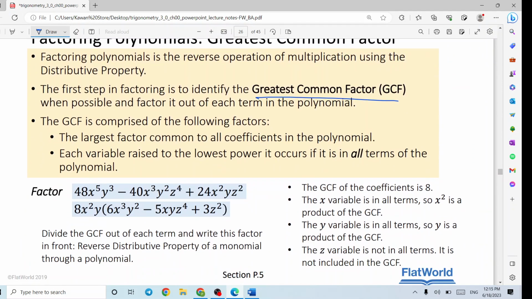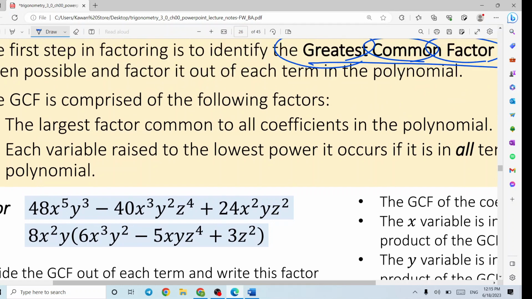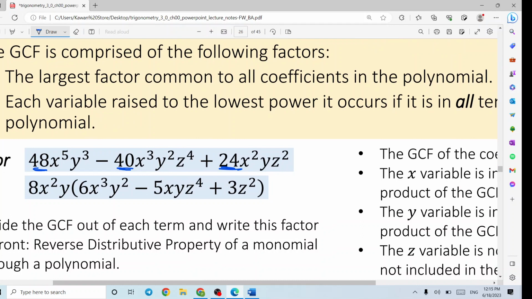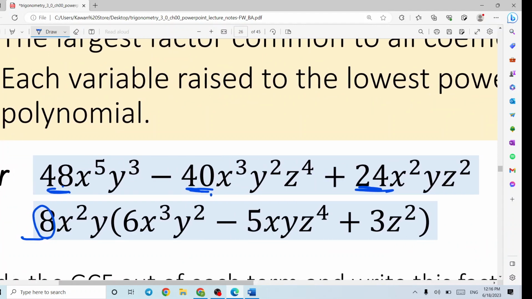Now, we are going to talk about the greatest common factor, GCF. What's the greatest common factor? Between the numbers, first of all, we choose the largest number to take out as a factor. It's called factoring, right? So what's the common factor between 24, 40, and 48? It's 8, right? So 8 will be out as a factor. Now, you are going to see the smallest degree of the polynomial variable that you want.